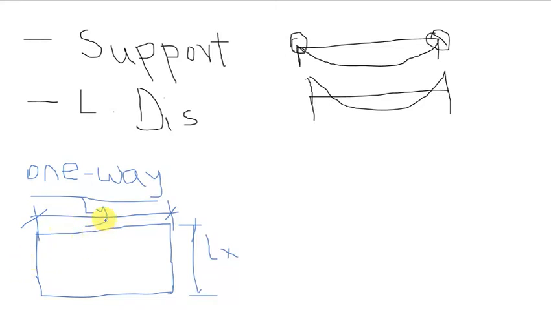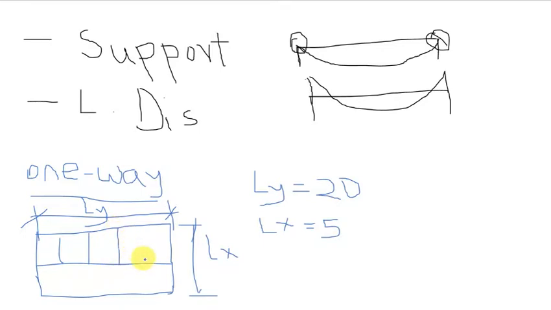So in this case, let me say we have LY to be maybe 20, and LX to be 5, right? So how do we know that it is a one-way slab or a two-way slab? What we've said is that a one-way slab will distribute its load to only these directions, right? So this part will distribute its load to this direction, then this part will distribute its load to this direction.